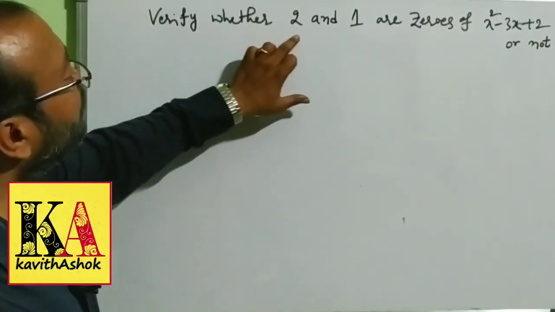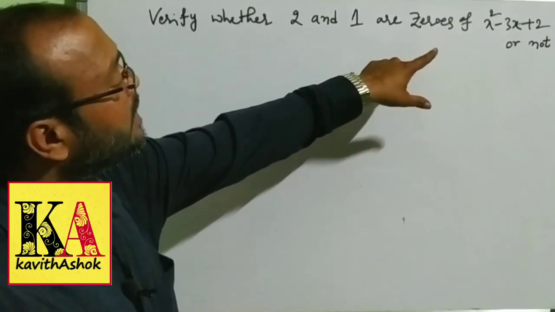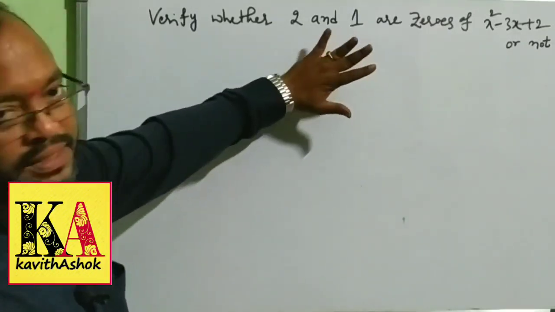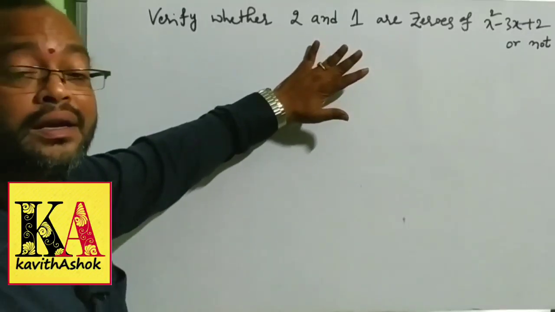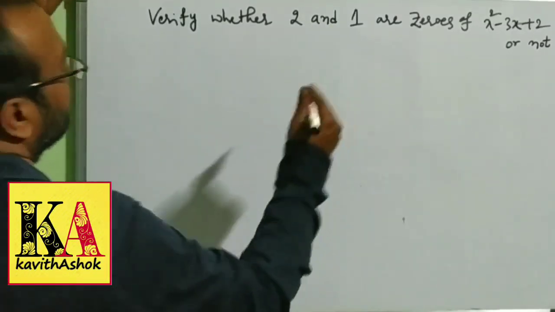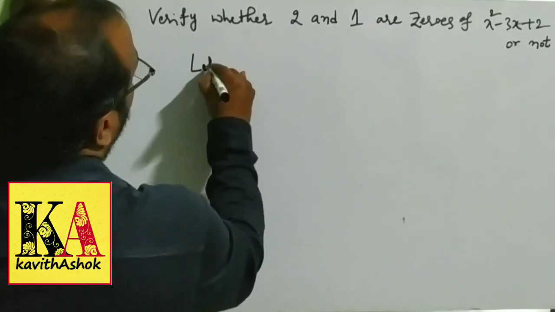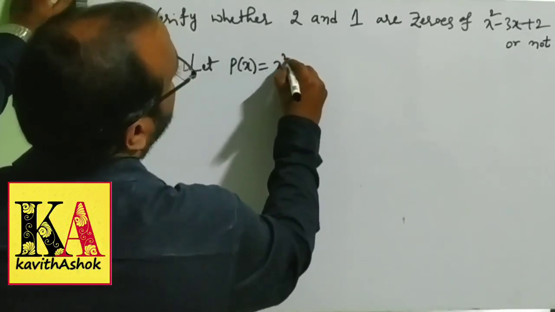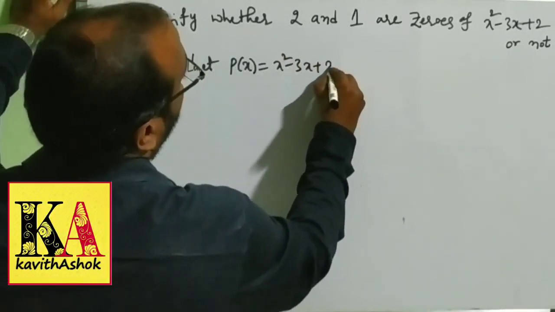Verifying whether 2 and 1 are zeros of x square minus 3x plus 2 or not. Just a verification. In the previous problem we calculated the zeros. Now just verify whether these two are zeros or not. For that sake, first let the polynomial be p of x is equal to x square minus 3x plus 2.